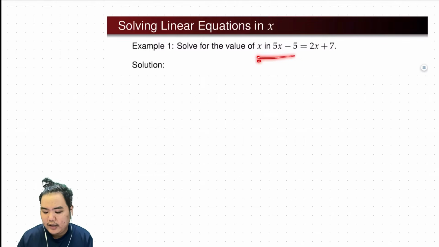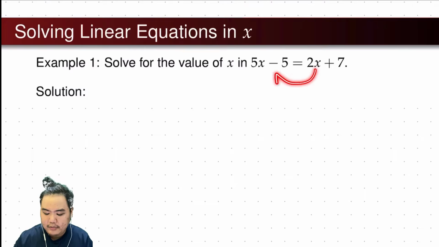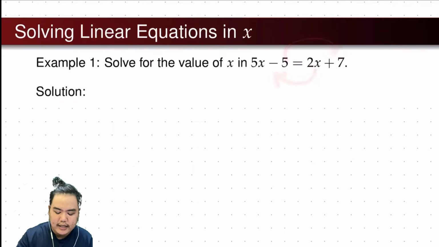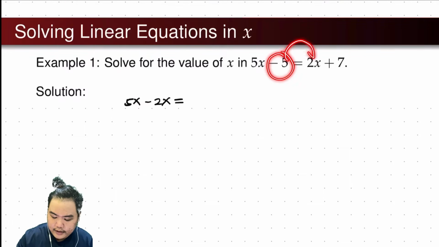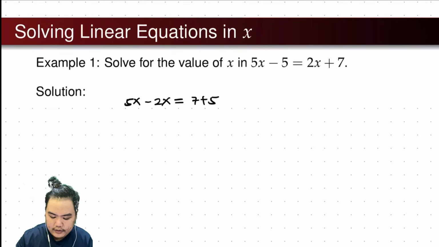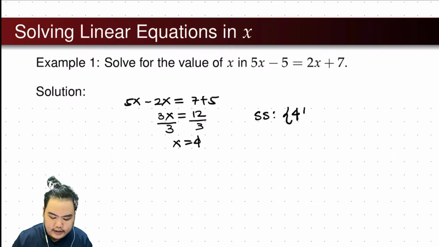So, let us solve this one. So, ang gawin na lang natin, yung sinabi ko, ilipat lahat ng may variable sa left, lahat ng walang variable sa right. So, we get 5x minus 2x equal to, ito magiging plus 5. So, meron tayong 3x equal to 12. And then divide both sides by 3. So, x is equal to 4. So, yan yung solution. At ang solution set ay the set containing the solution.